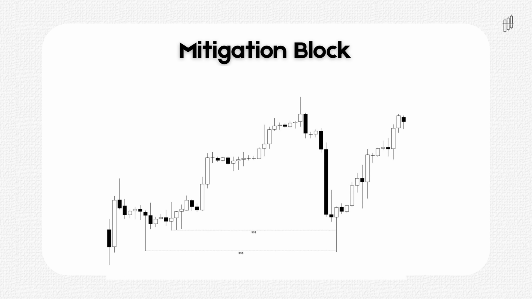Let's make it simpler. When price forms an order block and then returns to test that zone for the first time, one of three things can happen. First, price touches the order block and immediately reverses strongly. The order block is fully respected, fully defended, and remains a clean, unmitigated zone. This is the standard order block.